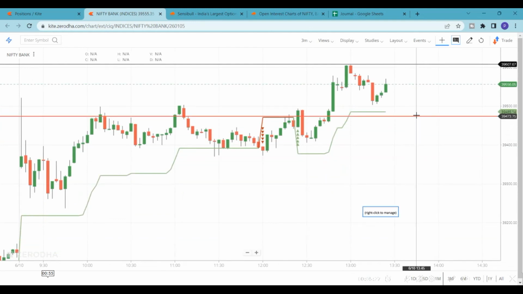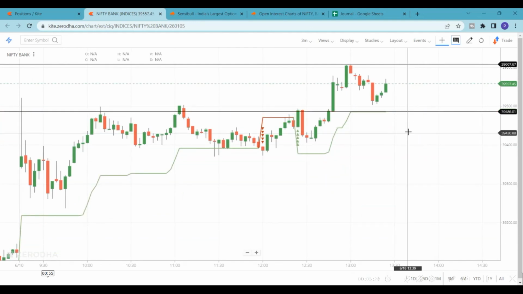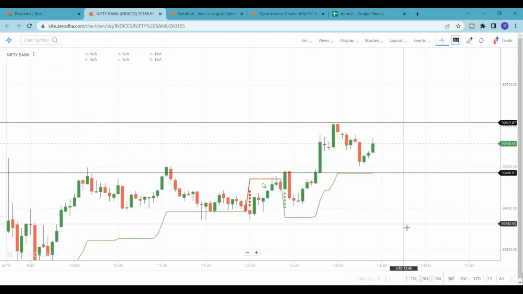Okay, so then I shifted my range area. So the area which I had marked in the morning, I shifted now. So presently I found a very good high at 39,600, and you can see here around 39,500 we have got a very good support. So this range is a very good, decent 100 points range.